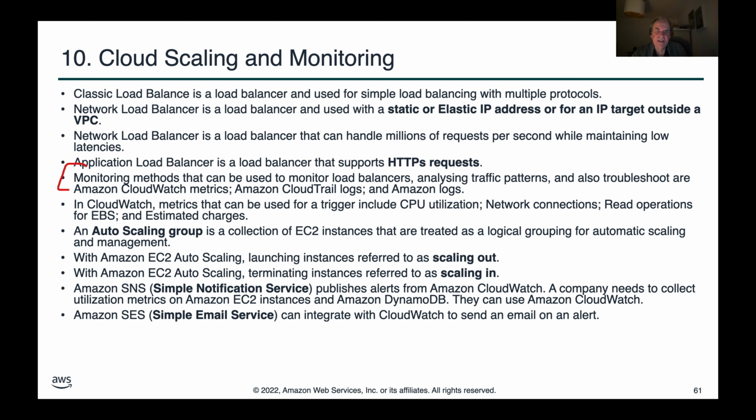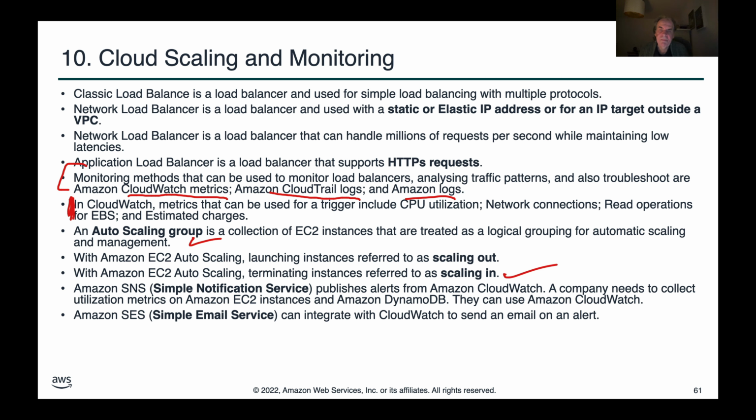So for the monitoring, to make sure that we can understand and troubleshoot and so on, we will use CloudWatch and CloudTrail along with other Amazon logs to make sure that we debug any problems. Within CloudWatch, as we saw earlier, we can monitor CPU, networking, disk operations and charges and so on, and then use that to effectively scale and monitor our cloud. An auto scaling group is a group that allows the EC2 instances to be treated as a logical group together, and they can be managed together for the scaling.